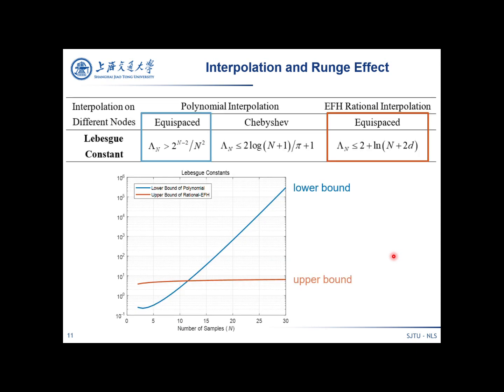Here lists the theoretical bounds of the Lebesgue constant for the three kinds of interpolants. Along with the increased number of nodes, the polynomial interpolation on equispaced nodes has a fast-increasing lower bound of the Lebesgue constant, while the upper bound of the Lebesgue constant for EFH rational interpolation is much smaller. Judging from the established results, the EFH rational interpolation is supposed to deliver a much better result.